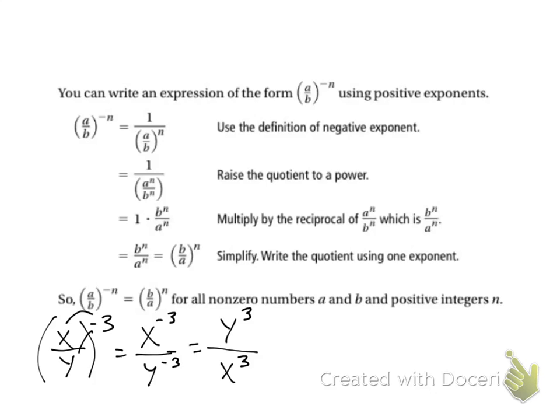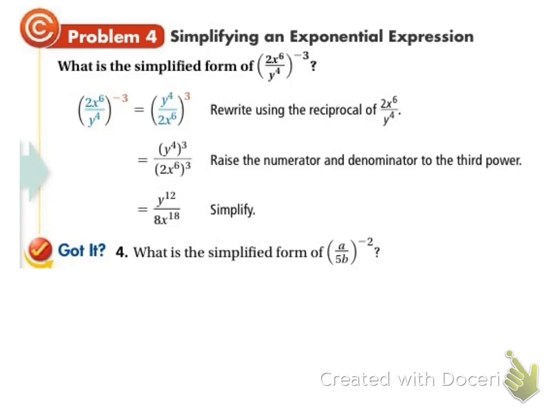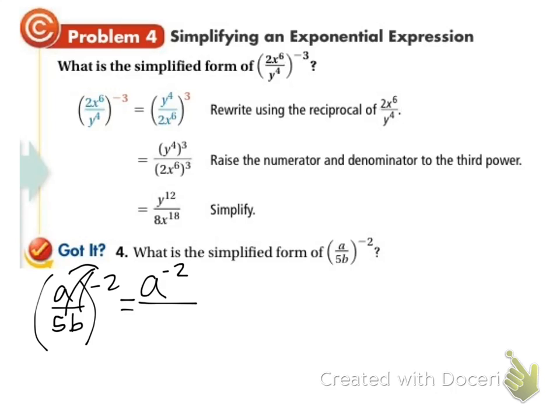Okay, so I think it's easiest if you want to do the book way, you may, but I think it's easiest if you just rein in the negative and then move things. So let's try a few examples. So we've got, for our got it problem, a over 5b to the negative 2. So I'm going to rein in that negative 2 to everything. So this is a to the negative 2 over 5 to the negative 2, b to the negative 2.